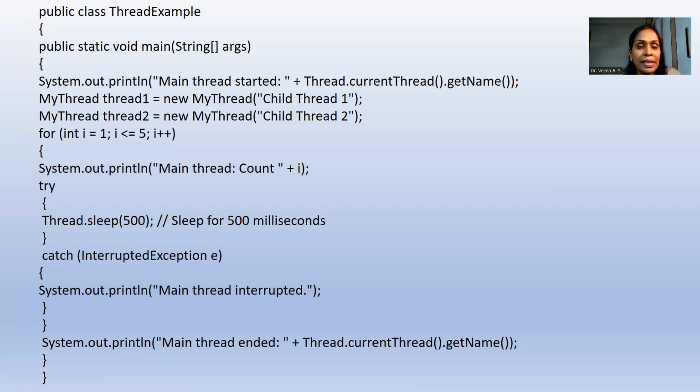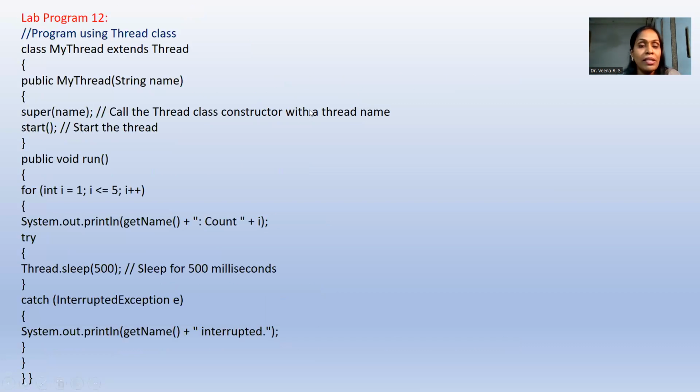The job of main is to print the values from 1 to 5 with some delay in between, that is 500 milliseconds. And at the same time, thread 1 and thread 2 will also have their business logic, that is, they will print the values from 1 to 5 with a delay.